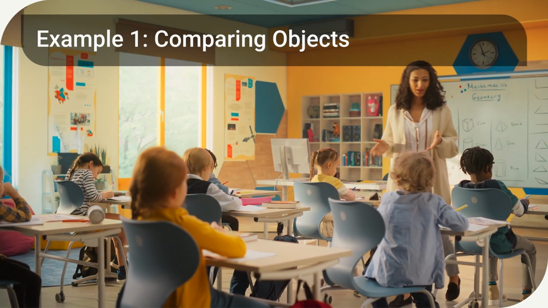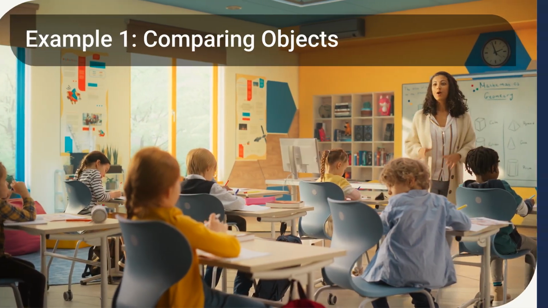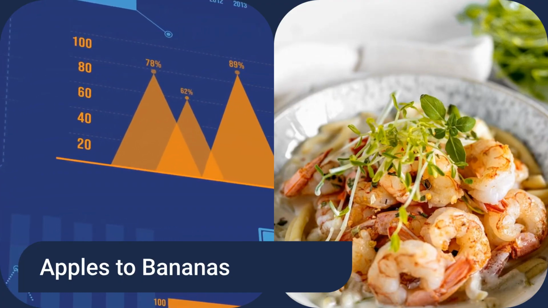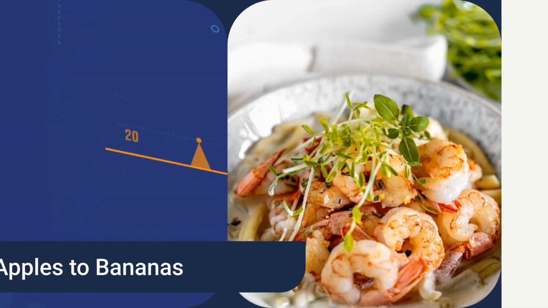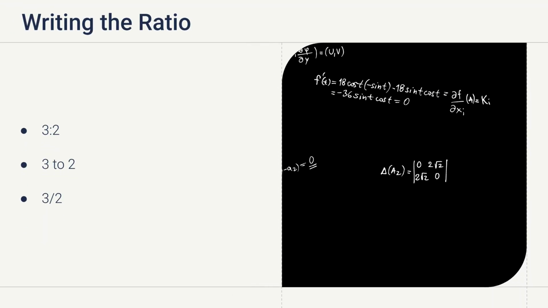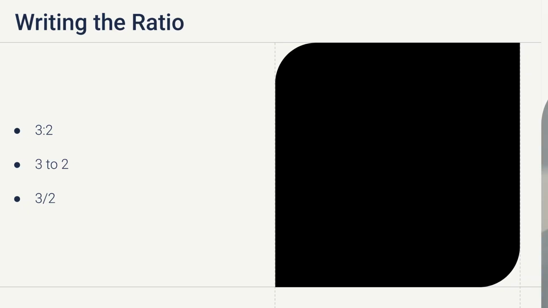Let's start with a very simple example: comparing objects. Imagine you have 3 apples and 2 bananas. The ratio of apples to bananas is 3 to 2. We can write this ratio as 3:2, 3 to 2, or as the fraction 3 over 2.